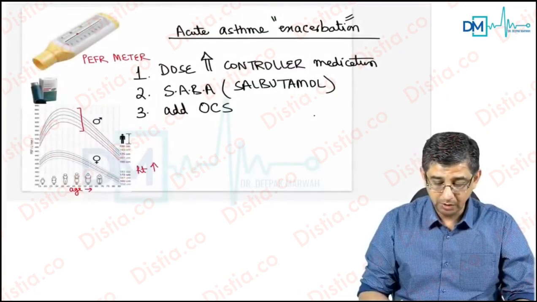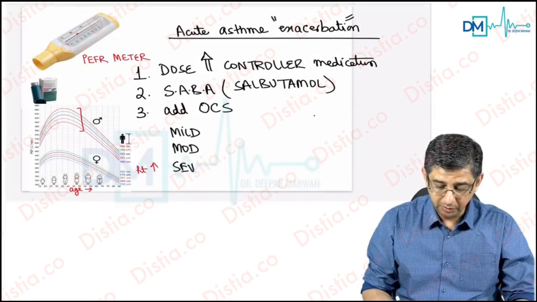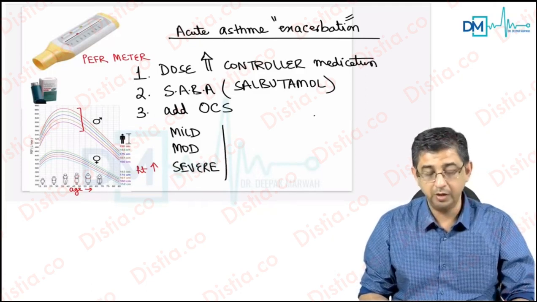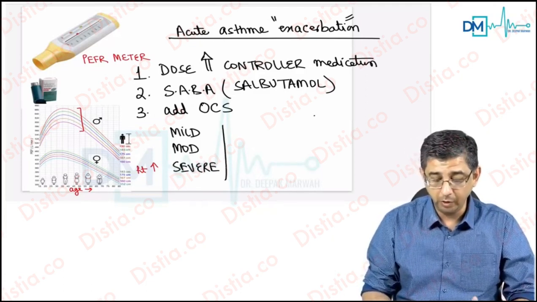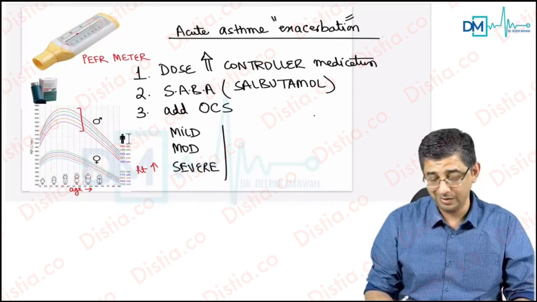We also need to understand what I mean by a mild exacerbation versus moderate versus severe. Please appreciate that what I'm going to teach you is different from mild persistent versus moderate persistent versus severe persistent. Here I'm talking about mild exacerbation versus moderate versus severe acute asthma.